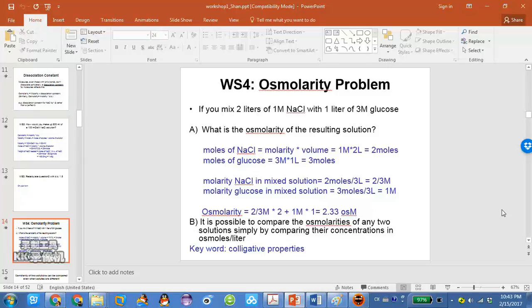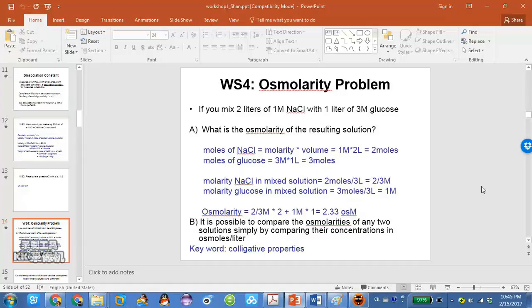With that comparison, you know that if we connect these two solutions with a semi-permeable membrane, where will the net water movement go? Where will the direction of osmosis go?